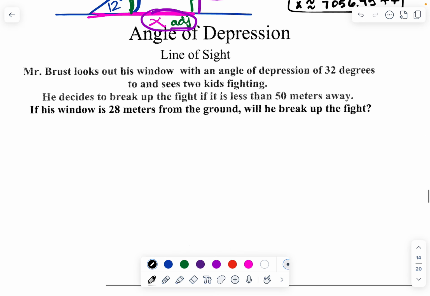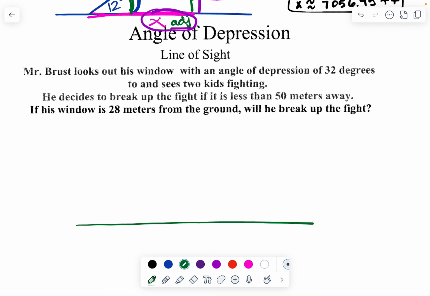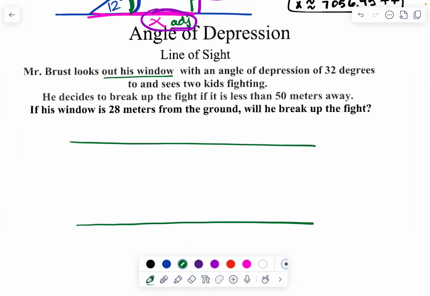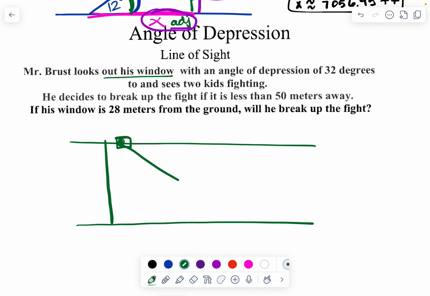All right, last part, angle of depression. So just like angle of elevation went from the base, angle of depression is from the top. Okay, so Mr. Brust looks out his window. So let's say here's the building, okay? Mr. Brust is looking out his window with an angle of depression. So that means Mr. Brust, his eyesight's right here. He's looking down. And he sees two kids fighting. So here's two kids fighting.